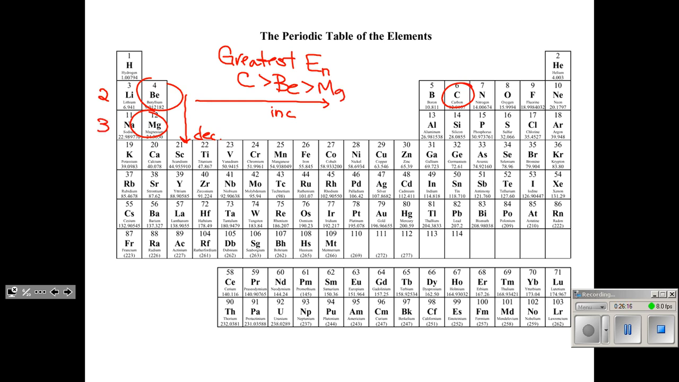So because the electrons are already farther from the nucleus of magnesium than beryllium, magnesium will not attract electrons as well as beryllium does. Carbon attracts the most because it has 6 protons, and those 6 protons are at the second energy level, so it's a really nice strong attraction there. By the way, the element that has the greatest attraction for electrons ever is fluorine. Fluorine has a wickedly high electronegativity.